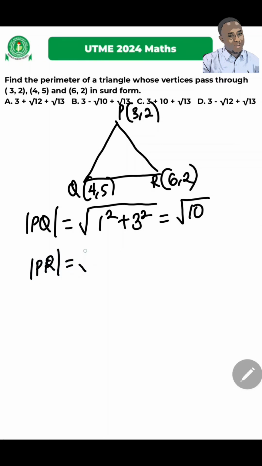For PR, I will do the square root of 6 minus 3, which is 3, 3 squared, plus 2 minus 2, which is 0, 0 squared. So I have the square root of 3 squared. That is going to be equal to 3. And finally, let's do QR.